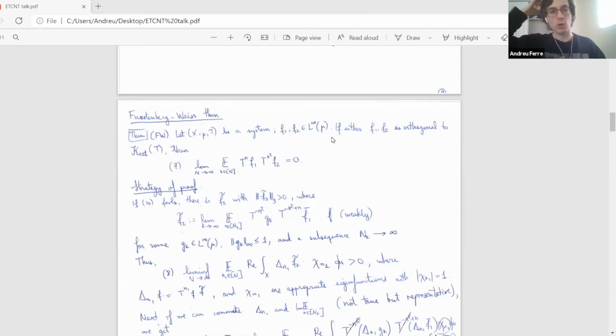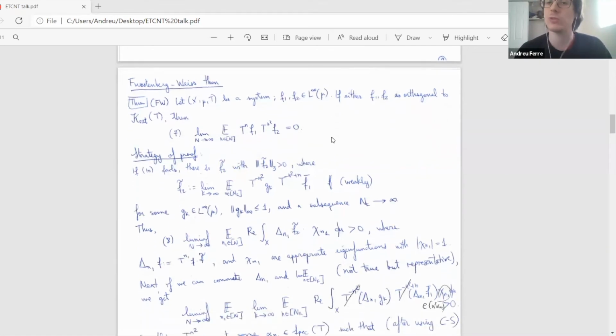All right. So the example that I wanted to show is the Furstenberg-Weiss theorem. So here's the precise statement. It says that if we have any system and any pair of L infinity functions, as long as either of them is orthogonal to the rational Kronecker, then the averages converge to 0 in the L2 of mu. Here, I didn't write it explicitly, but it means in the L2 of mu. Now, before I actually go into the details of the proof, I'm just going to talk about the general strategy overview of the proof.